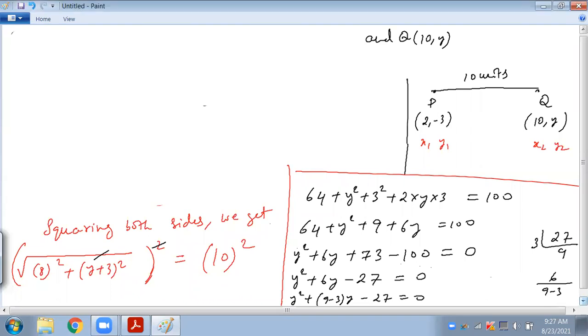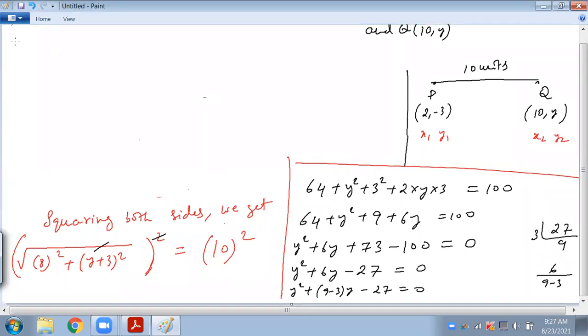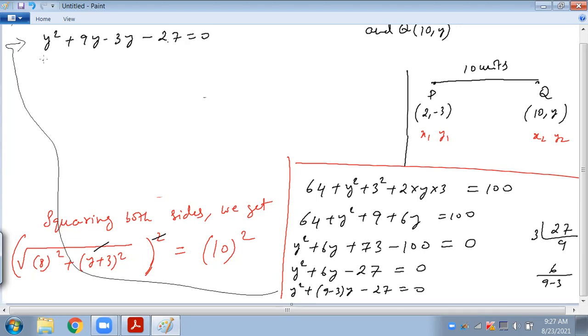Okay, so now remove the brackets. So what do you get? Y square plus 9y minus 3y minus 27 equal to 0. Take common from the first two. From the first two, we can take y common, and what will be left: from the first one, y, and from the second one, 9. So y plus 9 we will get. Then again take minus, and from 3y and 27, what can you take common? 3. What is left from 3y?